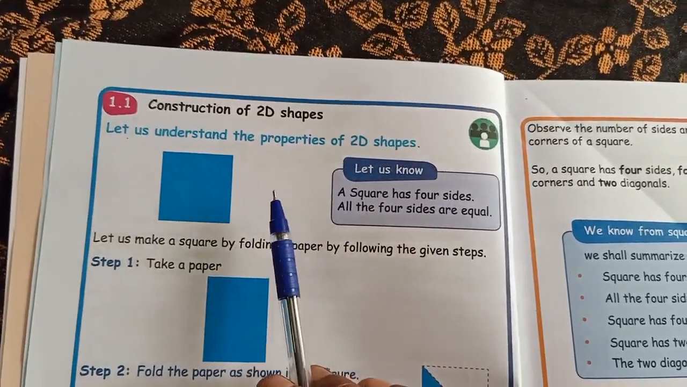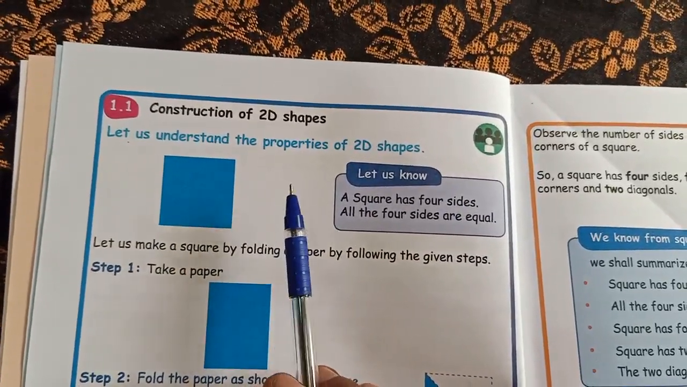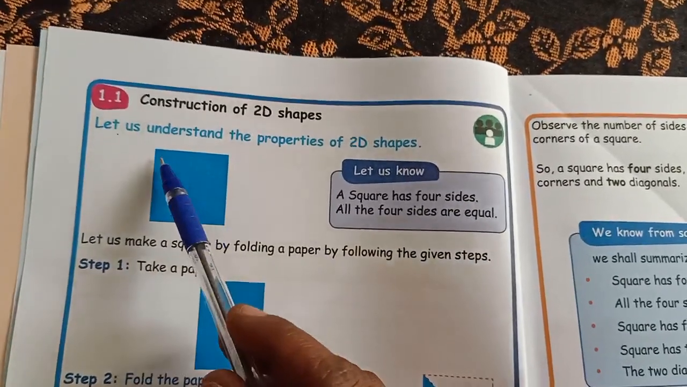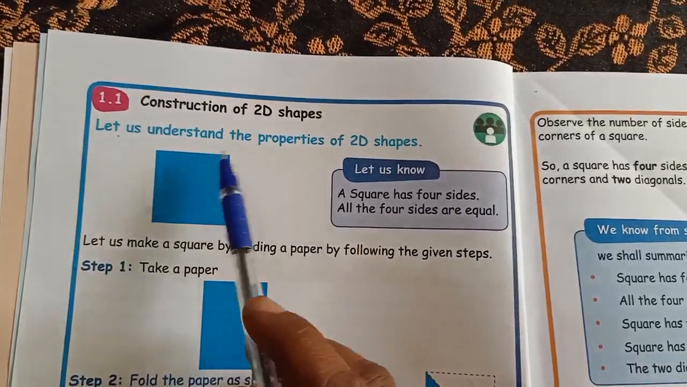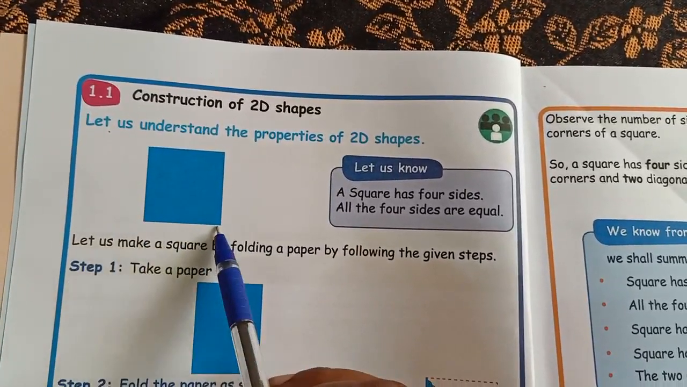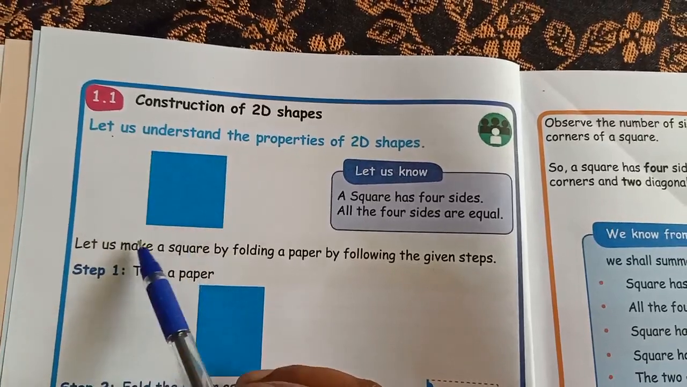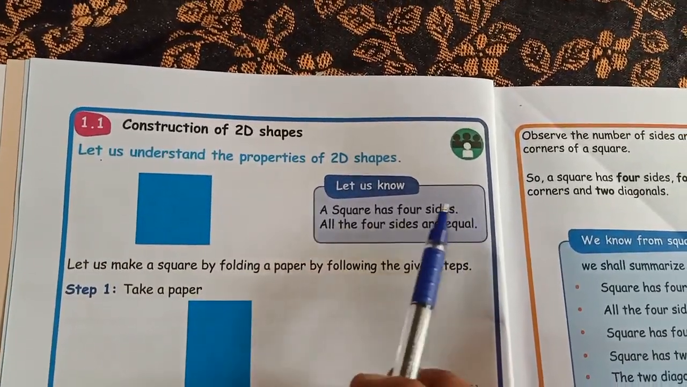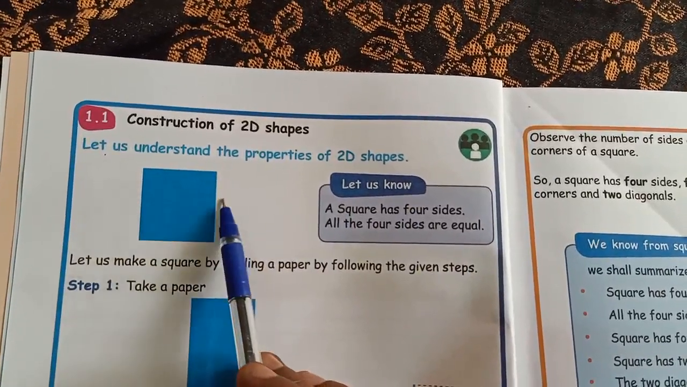Already you know, you learned in your second class level. Next, all the 4 sides are equal. See, a square has 4 sides, and those 4 sides are also equal. See, this length and this length, this one, this one, 4 lengths are equal. So all the 4 sides are equal. 4 sides and 4 equal sides.